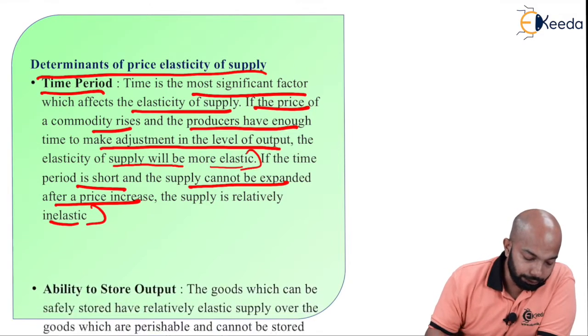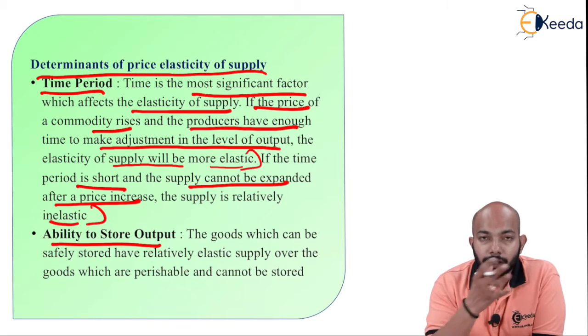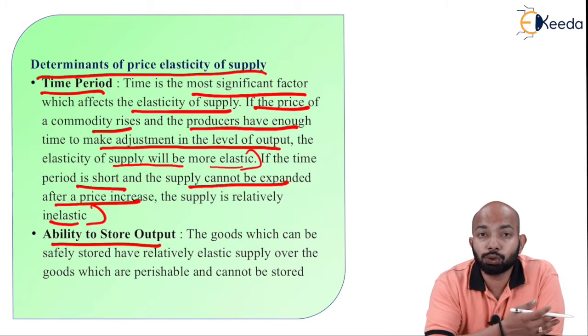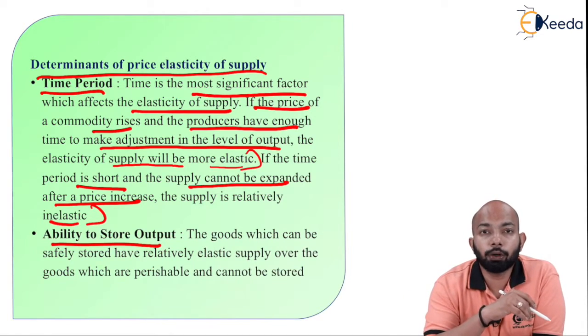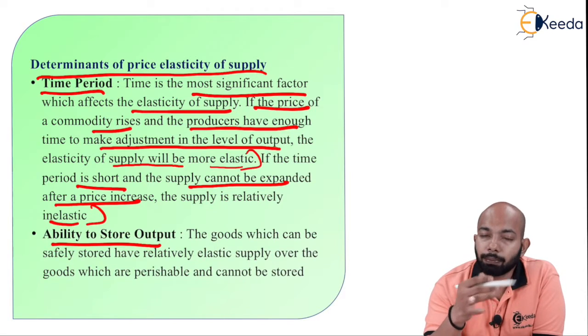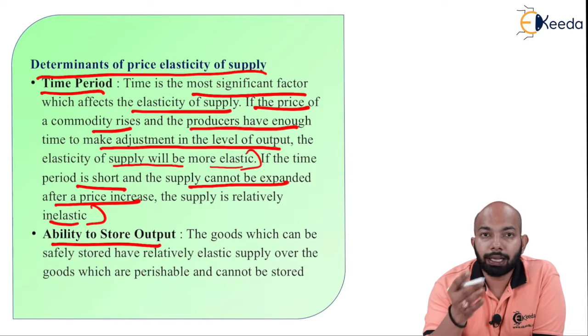Now, the next refers to the ability to store output. The more you supply, there should be space to keep it. If we are sending off so many goods and there are no warehouses to store those goods, where will you put this output? If you are producing so many goods, of course there is supply, but if you don't have storage, what is the effect of that supply? Where will you keep it? You cannot place that thing.